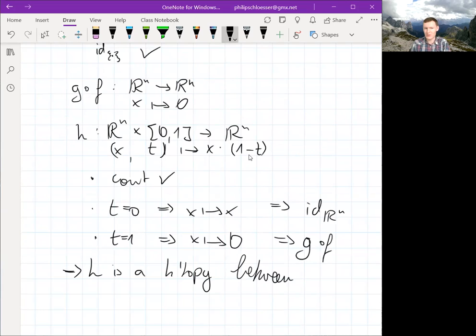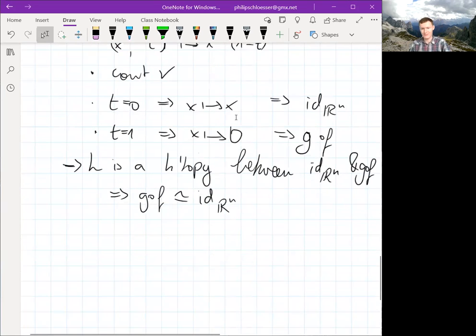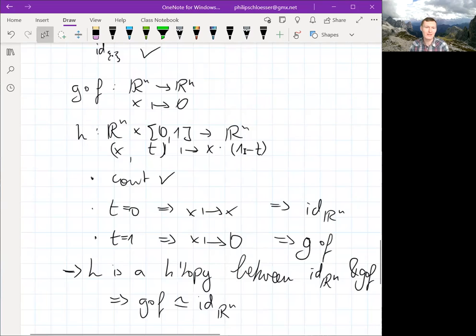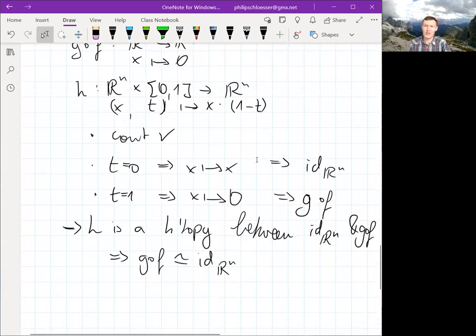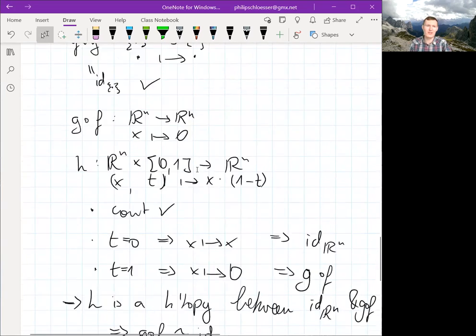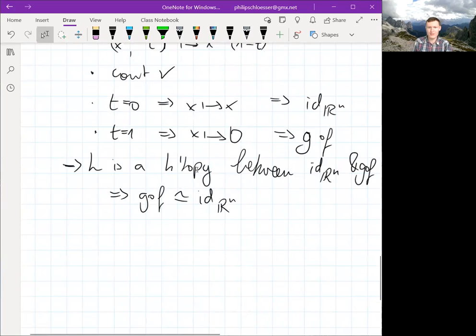So H is a homotopy between the identity and g after f. So g after f is homotopic to the identity. And, well, yeah, that shows that we have a homotopy equivalence. And generally, you can just show that in a convex or even in a star-shaped space, a very similar argument would hold true. So we can do that.